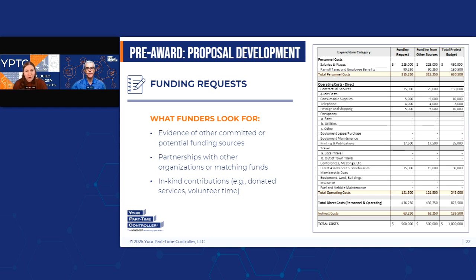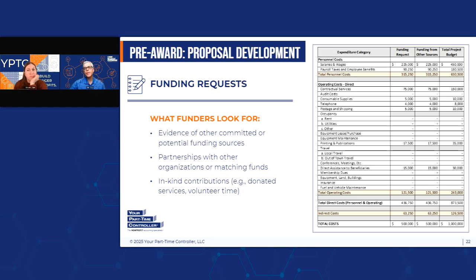Funders prefer to fund projects with multiple sources of support. They want assurance that their investment is part of a broader network of support. It reduces their risk and signals that your project has wide appeal and sustainability. Funders are looking for evidence of other committed or potential funding sources, partnerships with other organizations or matching funds, in-kind contributions like donated services, volunteer time. So in this budget example, the nonprofit might mention that they have secured a marketing firm willing to contribute a portion of the publication costs as an in-kind contribution.